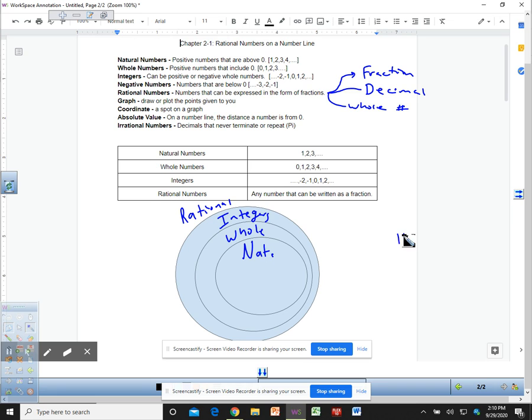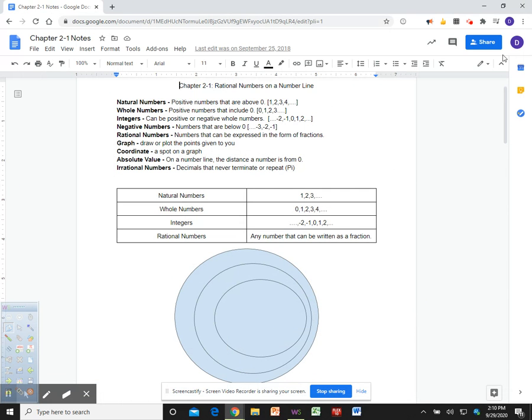An irrational number, like we talked about, would be pi or the square root of 7. It's a thing that you type in, and it's a never-ending decimal. Doesn't terminate, doesn't repeat.